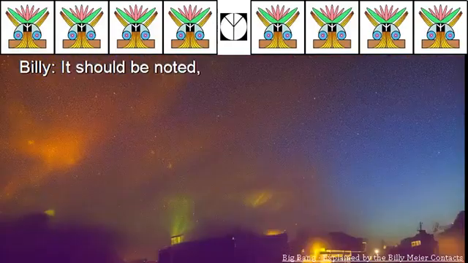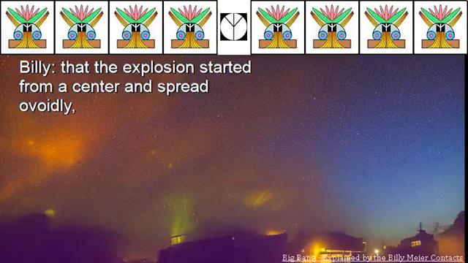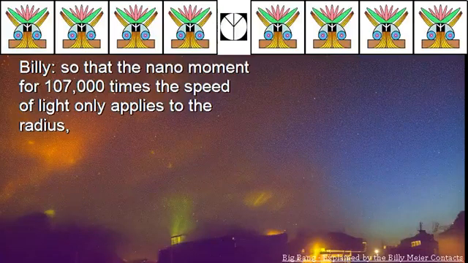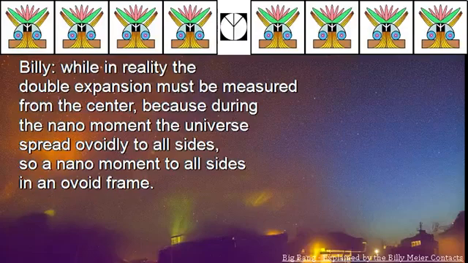It should be noted, however, that the explosion started from a center and spread ovoidally, so that the nanomoment for 107,000 times the speed of light only applies to the radius, while in reality the double expansion must be measured from the center, because during the nanomoment the universe spread ovoidally to all sides, so a nanomoment to all sides in an ovoid frame.